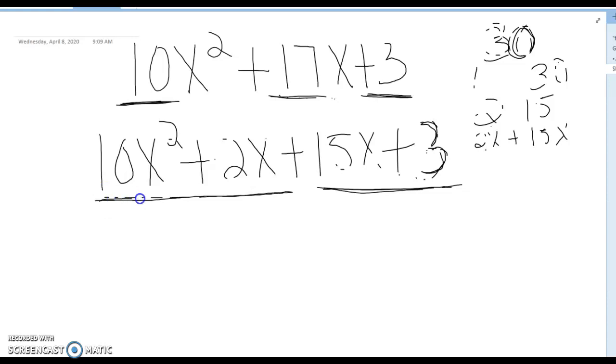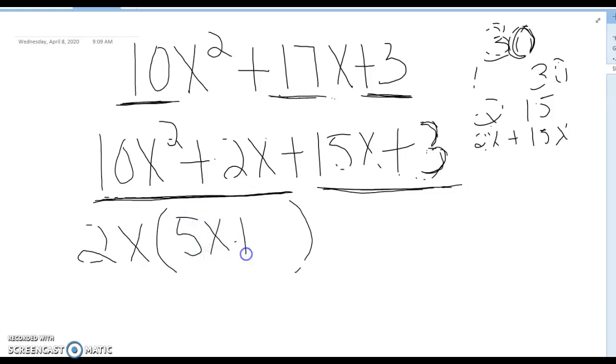I'm looking at these two things separately, so I'm just looking at the 10x squared plus 2x. I'm looking for the greatest common factor, so I can factor that out. When I look at the numbers, it's going to be 2. When I look at the variables, it's going to be x. And then I make my parentheses. And then what do I have left? When I factor out a 2x from 10x squared, I have 5x. And here I have 1. So it's plus 1.